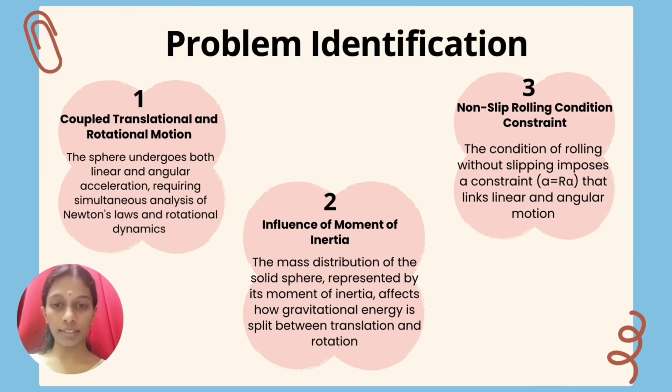So these are the three main challenges in analyzing a rolling sphere. The first one is coupled translation and rotational motion. The sphere both moves forward and spins, so we need to analyze linear and rotational dynamics together.